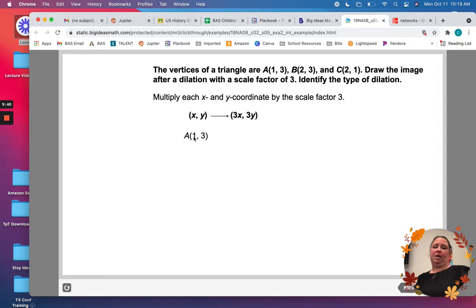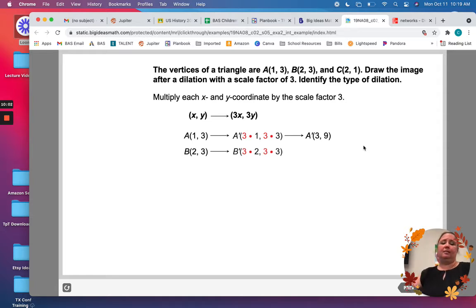We have A, which is 1, 3. We're going to multiply both of these by 3. What is 1 times 3? 3. What is 3 times 3? 9. So our new point would be 3, 9. And this is an enlargement. Does it make sense so far? Yes. Okay, let's look at B. We have 2, 3. We're going to multiply both by 3. What's 3 times 2? 6. And 3 times 3? 9. So B is now at 6, 9.